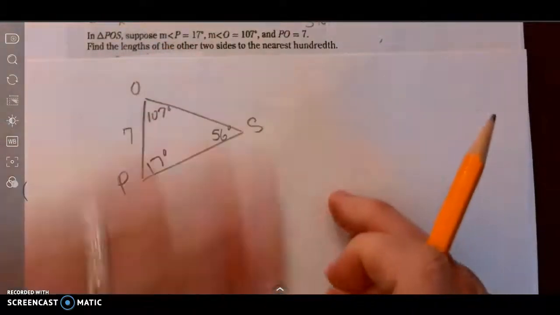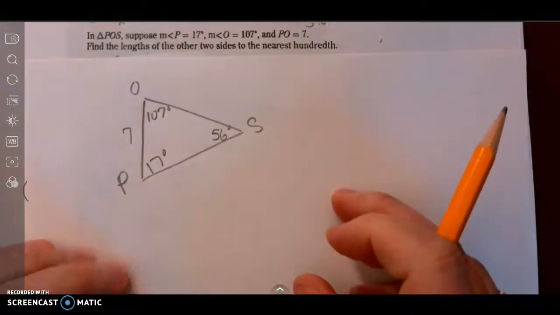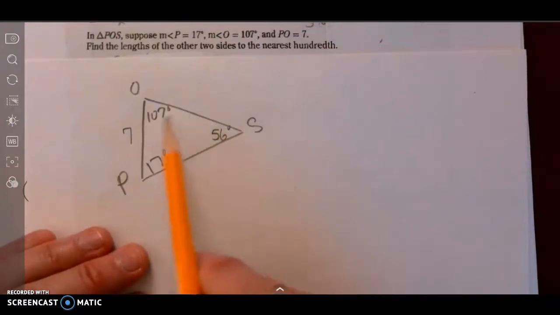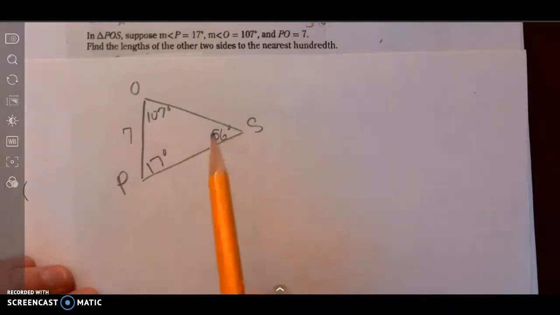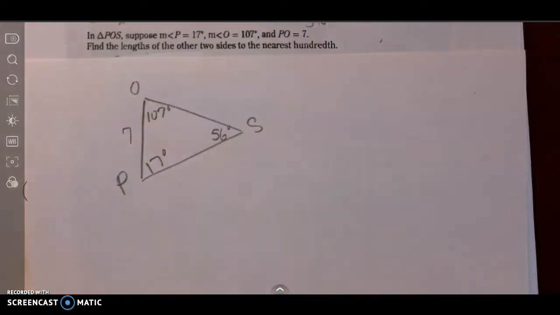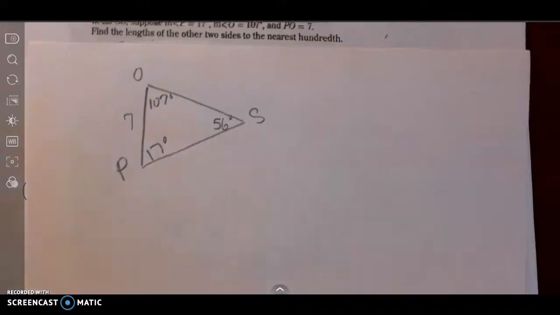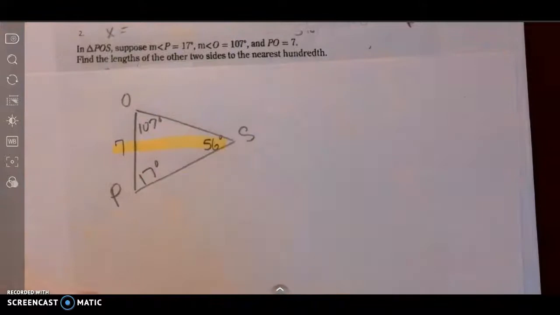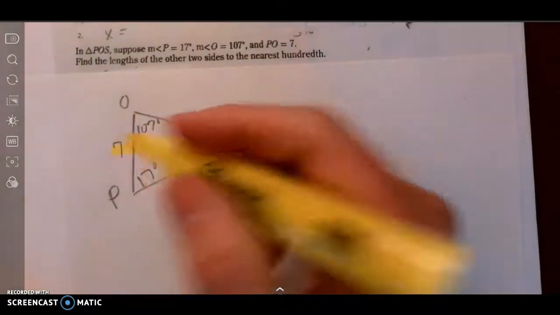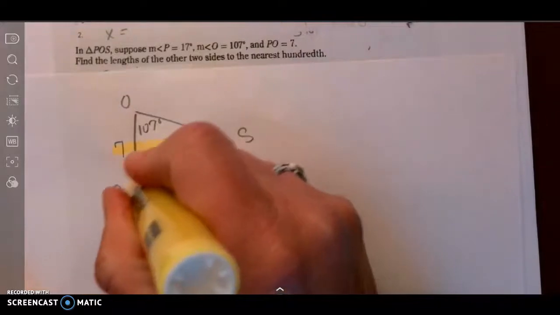Now remember, when we started law of sines and cosines, when we knew all three angles, that was one of the instances where we used law of sines. So let's see, I'm looking for the lengths of the other two sides. I know this complete angle inside, so I know I'm going to have to use that. And then I'm just going to have to go one at a time at the sides. I'll start off with side OS.